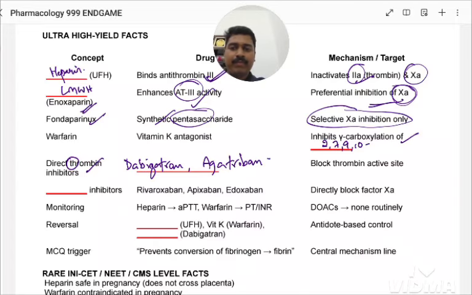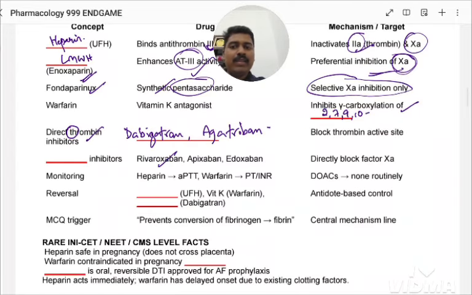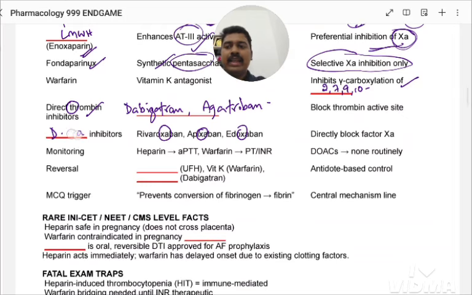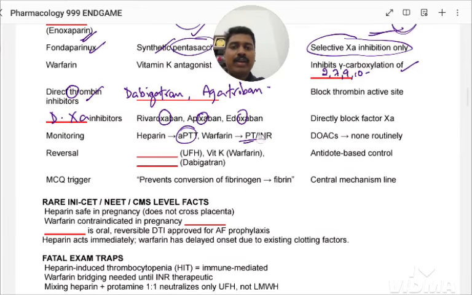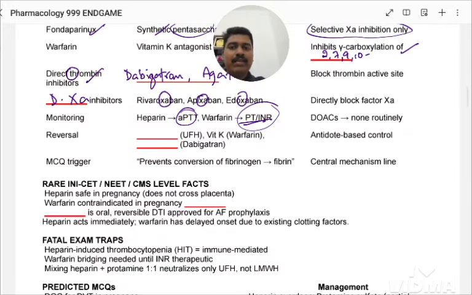Okay, dash inhibitors are rivaroxaban, apixaban, edoxaban. See here, 10A. So these are direct 10A inhibitors. Monitoring: for heparin we use APTT, for warfarin we use PT INR. Reversal: heparin reversal, yes, very good, protamine. Okay, protamine sulfate we will use.